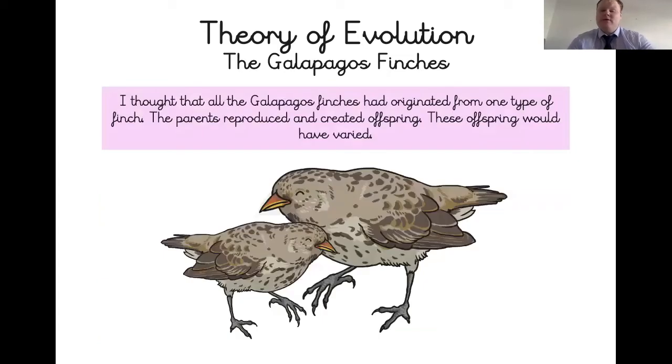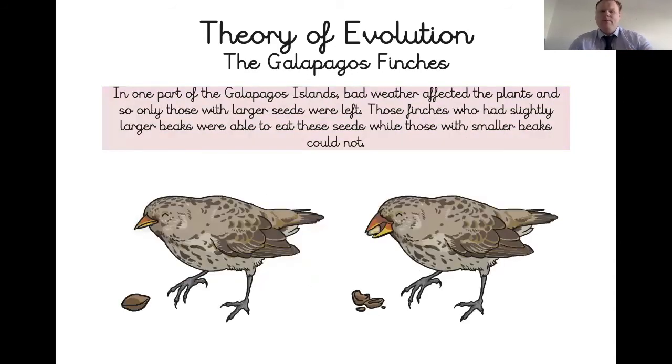I thought that all the Galapagos finches had originated from one type of finch. The parents reproduced and created offspring, and these offspring would have varied. This is the theory he's forming in his head, what he thinks. In one part of the Galapagos Islands, bad weather affected the plants, and so only those with larger seeds were left. Those finches who had slightly larger beaks were able to eat these seeds, while those with smaller beaks could not. So very sad for the finches with the smaller beaks. The ones with the larger beaks, they're going to survive.